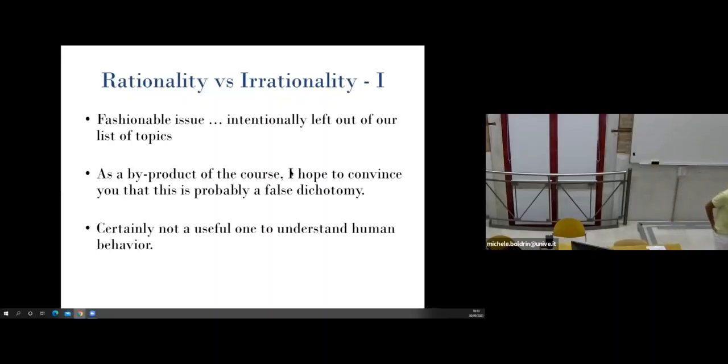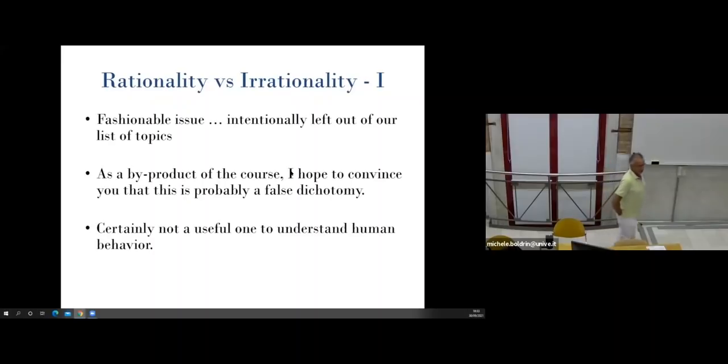I kind of intentionally left it out of the course. It's not one of the 7 words I am treating, but I think I have to say a few words about it, particularly because I hope that a byproduct of the course is that this is a false problem. And it's very fashionable, especially among journalists, politicians, and people who have strong opinions and know how to save the world, they always talk about that.